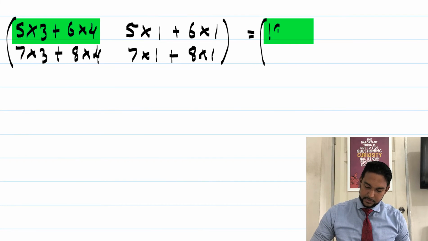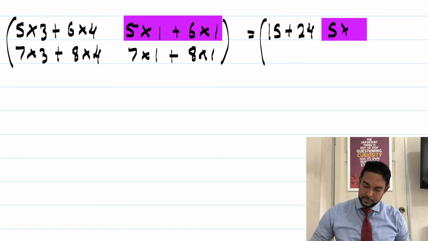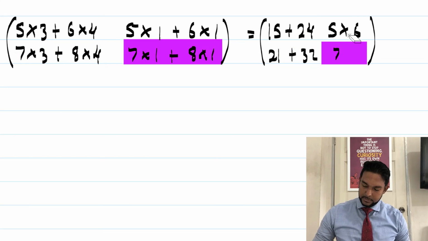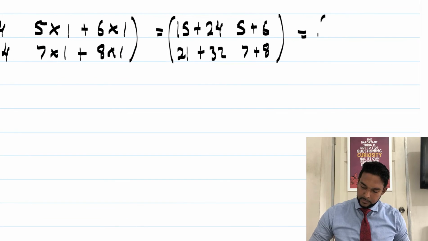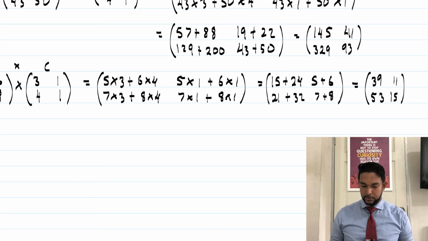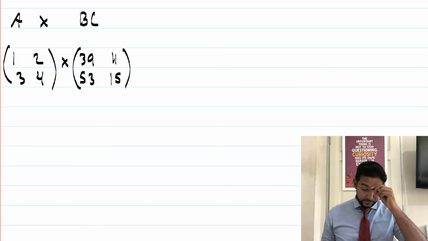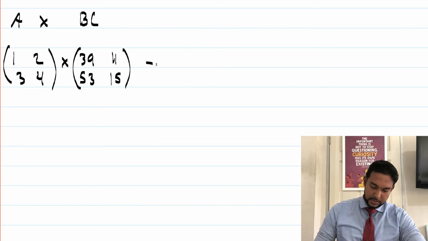5 by 3 is 15. 6 by 4 is 24. 5 by 1 is 5. 6 by 1 is 6. 7 by 3 is 21. 8 by 4 is 32. And then we're going to get 7. Sorry, I have a multiply sign here, and that should actually be addition. And 8 by 1 is just 8. Okay, 15 and 24 is 39. 5 and 6 is 11. 21 and 32 will give us 53. And 7 and 8 is 15. Okay, so we have one more product to do, which is multiplying A by this matrix we just found. So we have A multiplied by BC to do. Let's get that done.